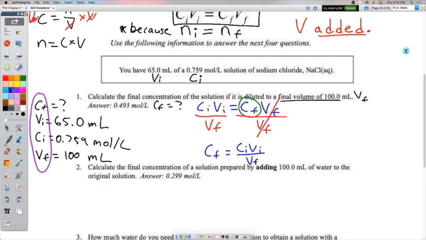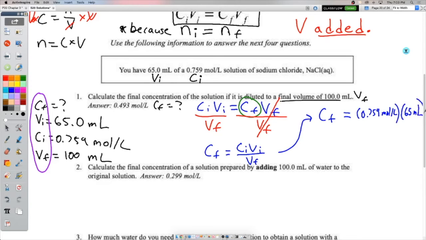I'm going to move up here to give myself some room while I keep plugging in. All I have to do is plug in. Here's where I'll show you that it doesn't matter what units we have, as long as we all use the same units for every quantity. So CF equals CIVI over VF, where CI is 0.759 moles per liter, and VI is 65 milliliters.